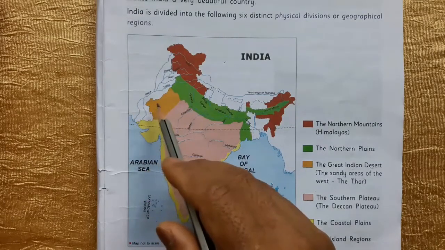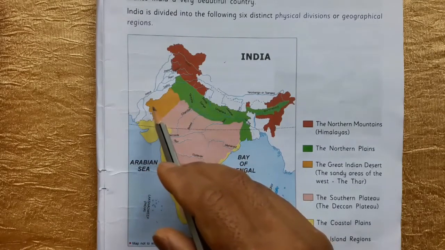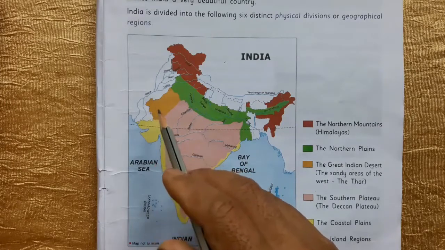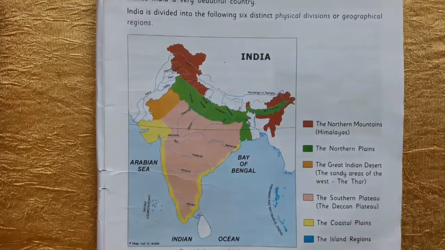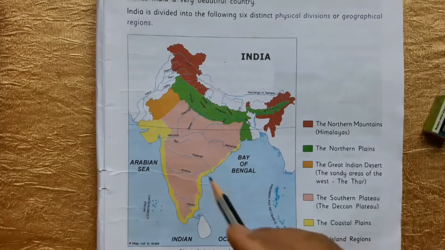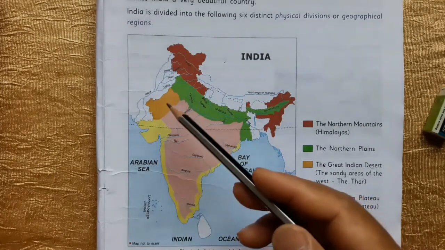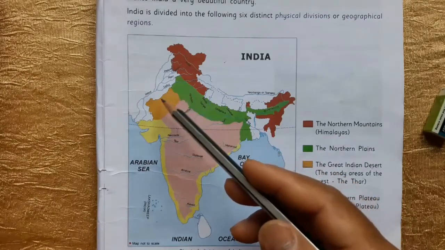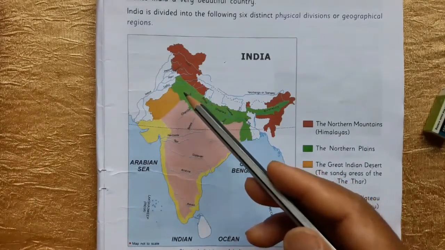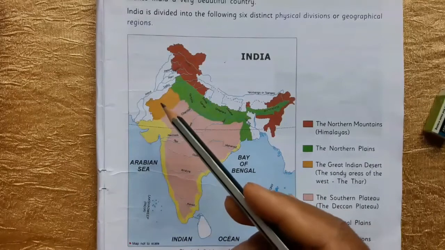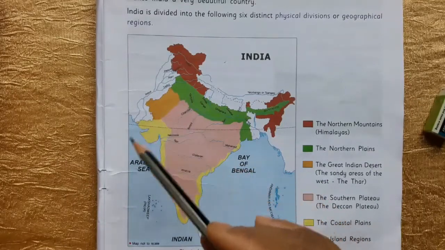So India's desert is called the Thar. You will find the Thar in Rajasthan. A desert is a dry land that is usually sandy or rocky. The Thar lies in the western side of our country. So this part you'll find in the western side of our country, isn't it?